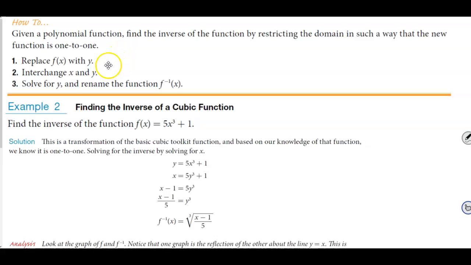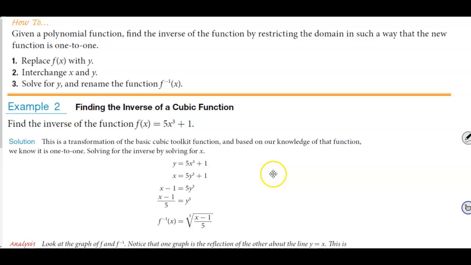Now the first step is to replace f of x with y. Step 2, we're going to interchange x and y, and then we're going to solve for y and rename the function f inverse of x. We want to be able to find the inverse of the function f of x equals 5x cubed plus 1.